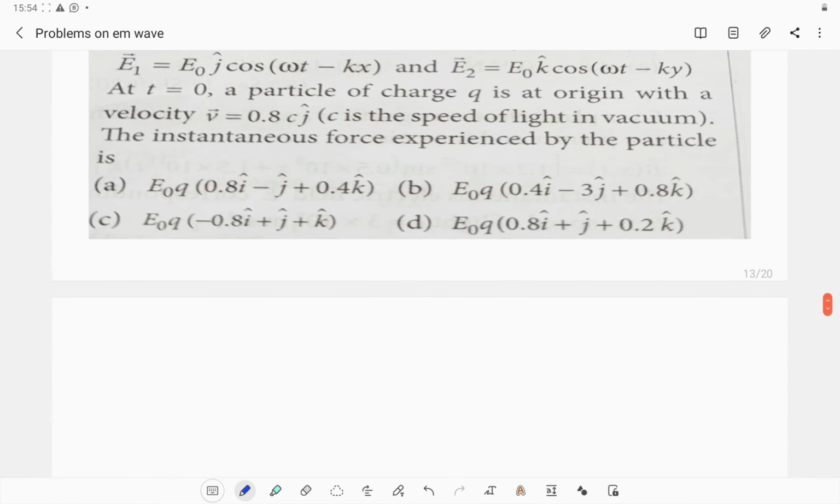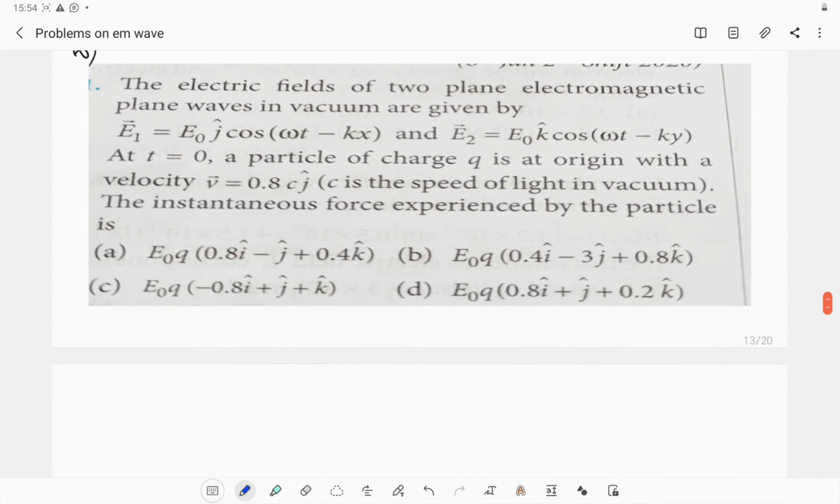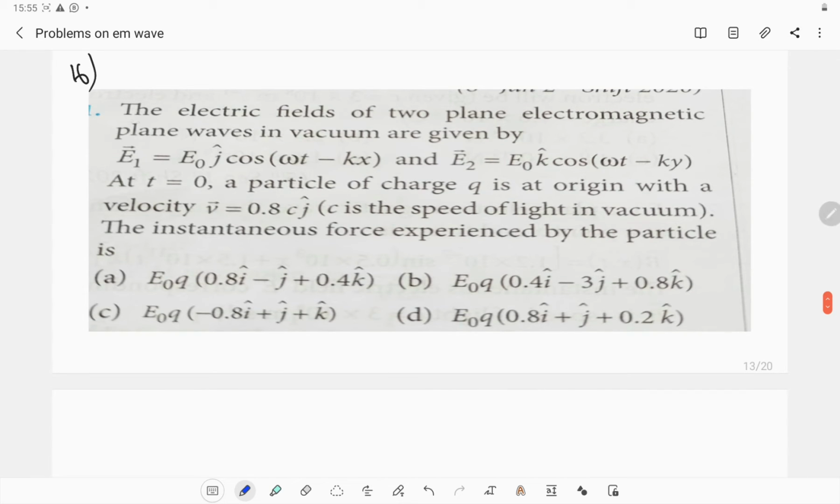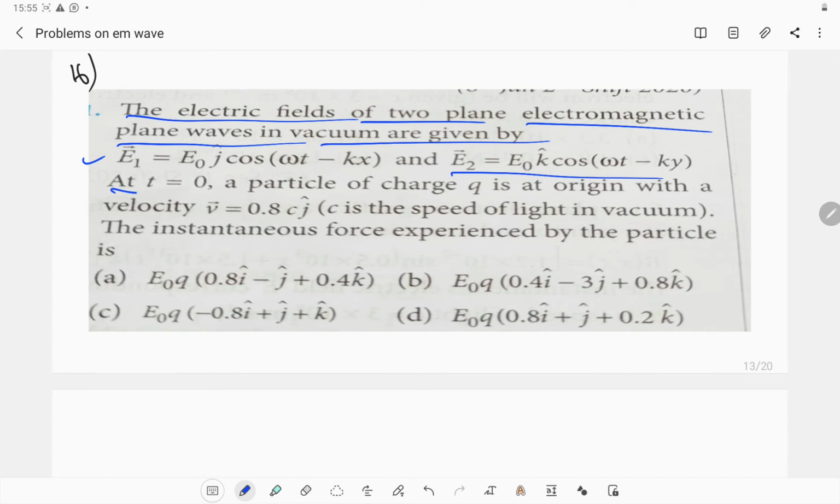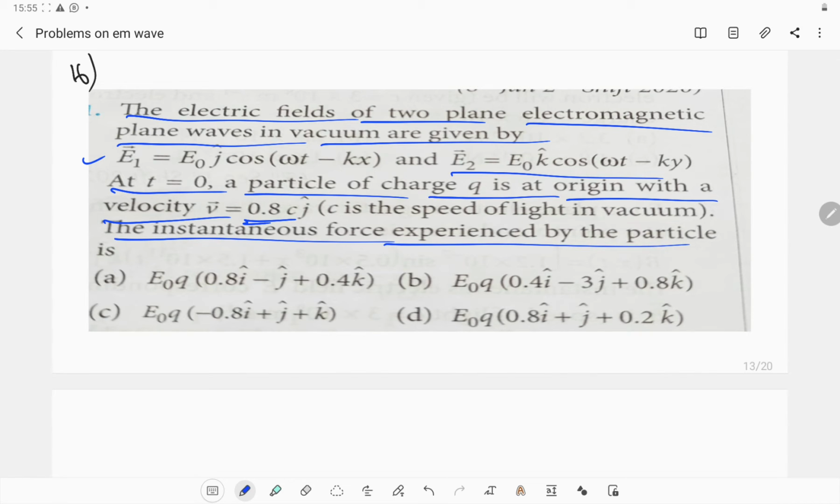Next, problem number 16. The electric fields of two plane electromagnetic waves in vacuum are given by, this is one electric field and this one is another electric field. At t is equal to 0, a particle of charge q is at origin with a velocity v bar equal to 0.8 c j cap. The instantaneous force experienced by the particle. See here also, instantaneous force due to electric field and force due to magnetic fields.